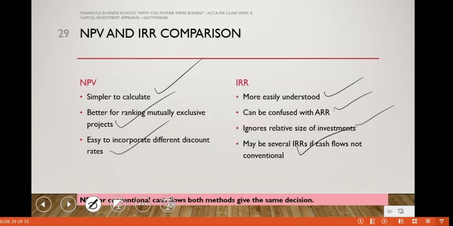Now let's discuss the payback period. I think we have exhausted a little bit here.